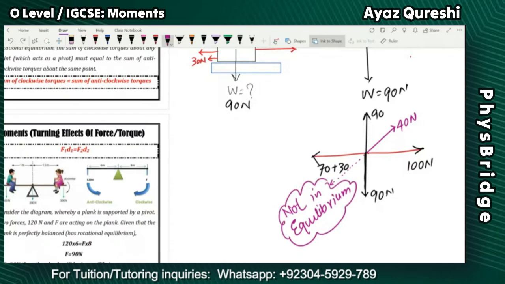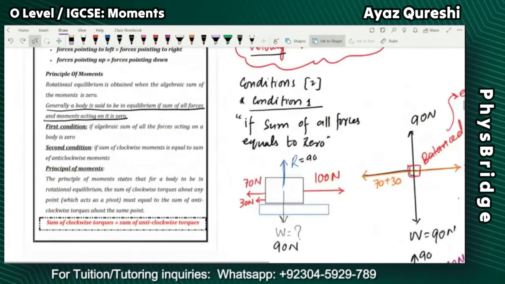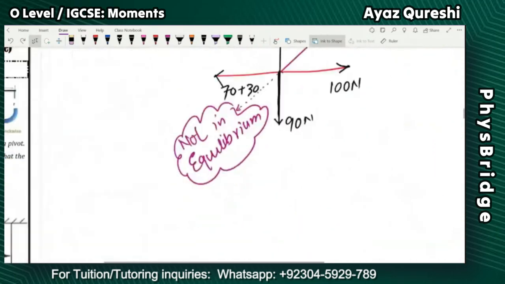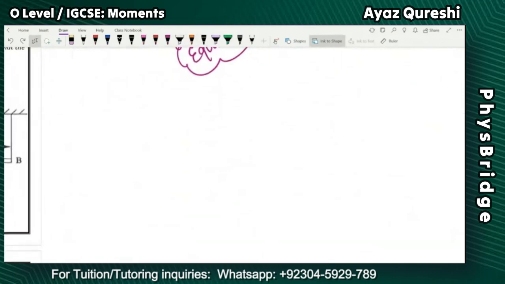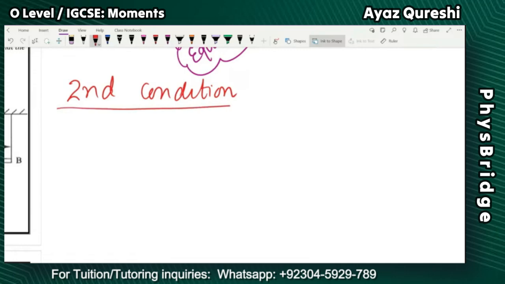The next is the second condition. The second condition is that the sum of all the moments should be equal to zero. The second condition of equilibrium is basically that if a body is in equilibrium, then there must not be any rotation. No rotation must be there.